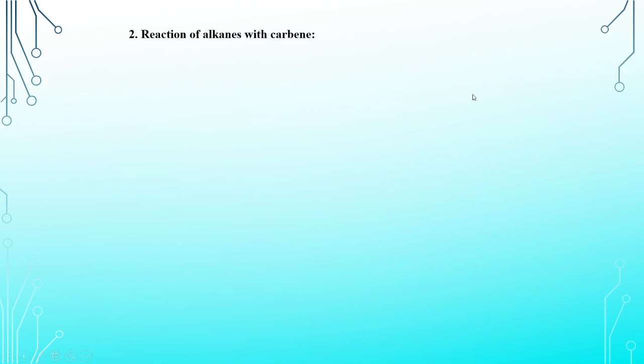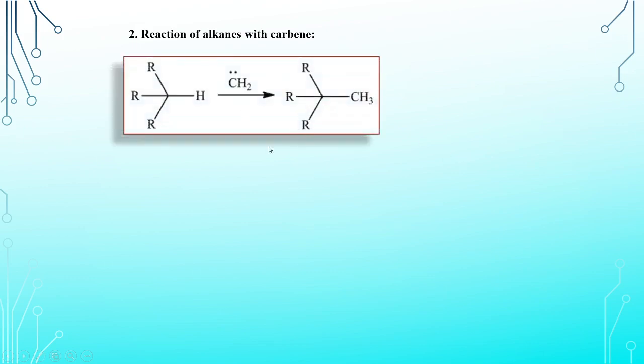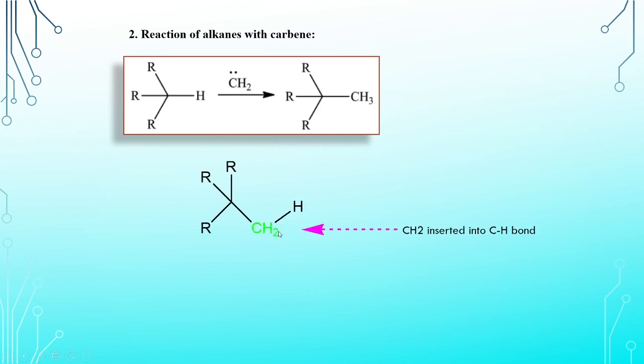Next are the reactions of alkanes with the carbenes. When alkanes are treated with the carbene, there is also CH2 inserted into the carbon-hydrogen bond. The CH2 is inserted in the CH bond.